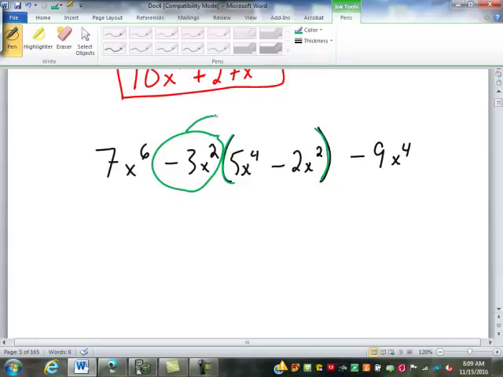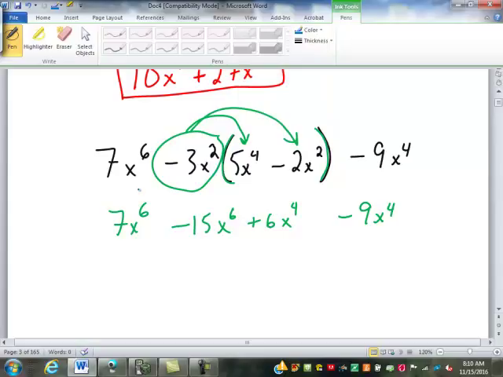So we've got negative 3x squared times 5x to the fourth. Negative 3 times 5 is negative 15. X to the sixth. Negative 3 times negative 2 is positive 6. X to the fourth. Now we still have the 7x to the sixth up front. We've got minus 9x to the fourth and back.